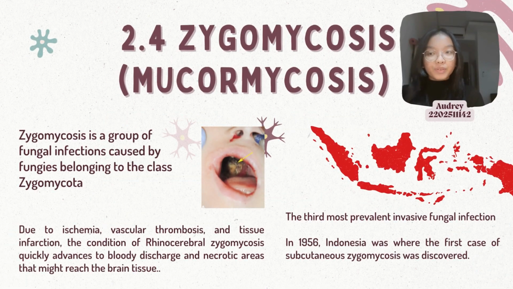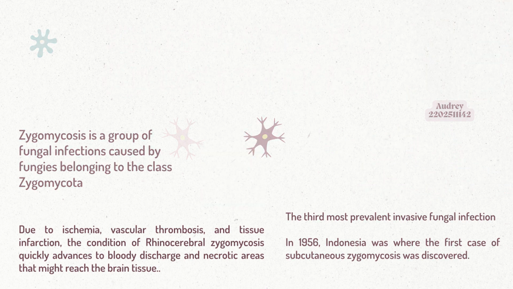Next is the general overview of zygomycosis. Zygomycosis is a group of fungal infections caused by fungi belonging to the class Zygomycota. Due to ischemia, vascular thrombosis, and tissue infarction, the condition of rhinocerebral zygomycosis quickly advances to bloody discharge and necrotic areas that might reach the brain tissue. The third most prevalent invasive fungal infection, behind aspergillosis and candidiasis, is zygomycosis. In 1956, Indonesia was where the first case of subcutaneous zygomycosis was discovered.